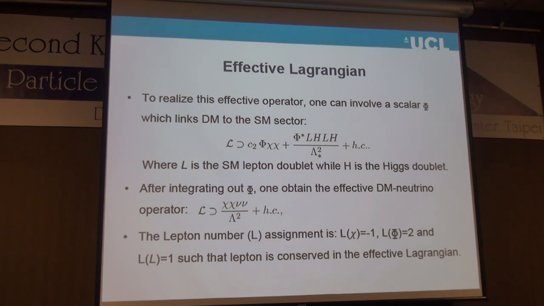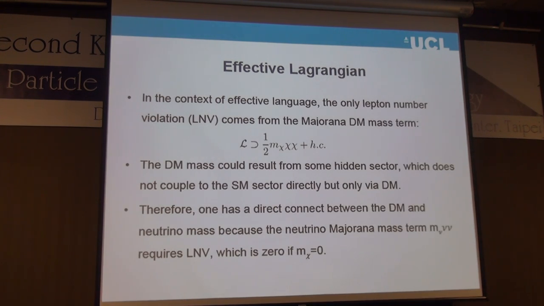So that's the key point to connect the dimer mass with the neutrino mass in terms of the effective Lagrangian. Only the lepton number violation comes from the dimer mass, which can come from some hidden sector, as I will mention below. So this one is -1, -1, here is -1 lepton number, -1, this one is 0. So the whole thing carries -2 units of lepton number. Of course, it violates it. The dimer mass could result from some hidden sector, and the hidden sector doesn't couple to the standard model sector directly, but only through the dimer. So that's the key point to connect the dimer mass with the neutrino mass.